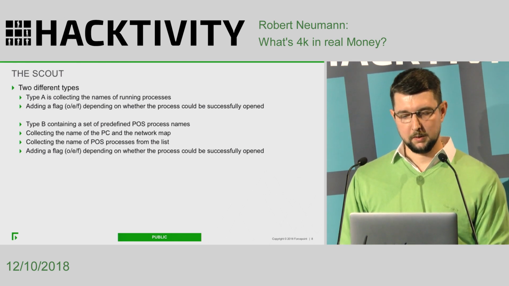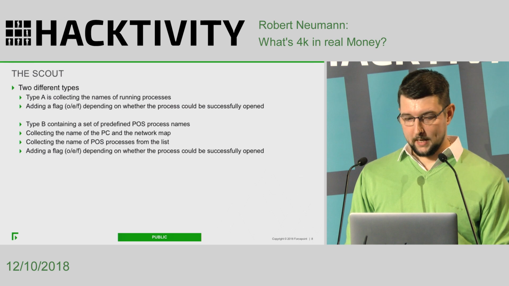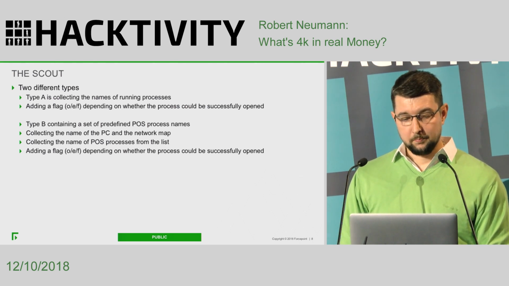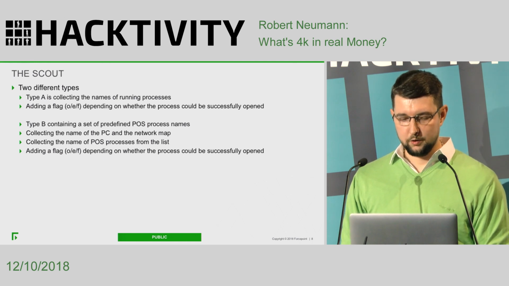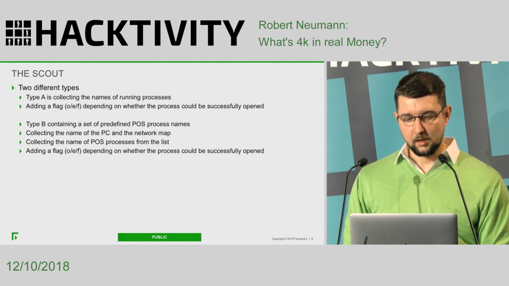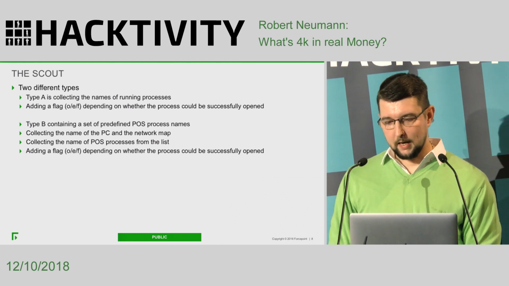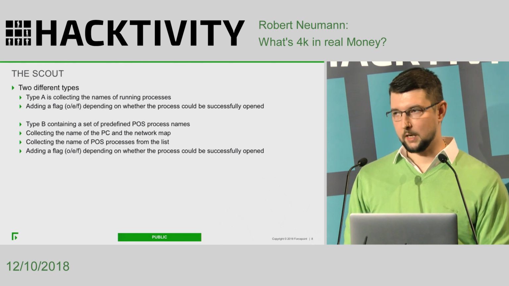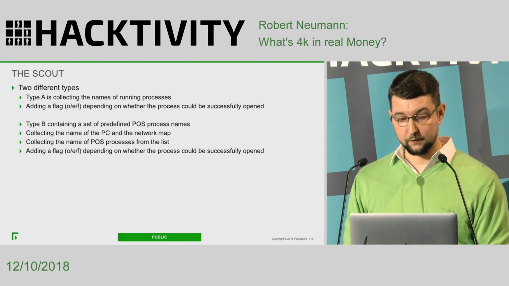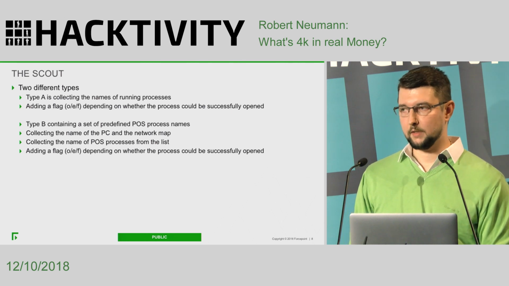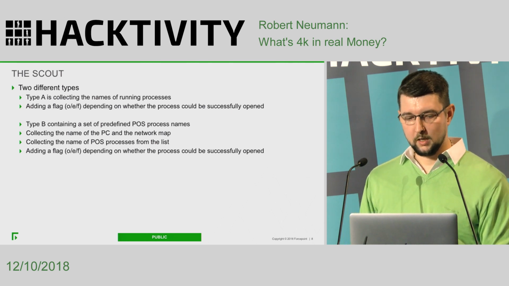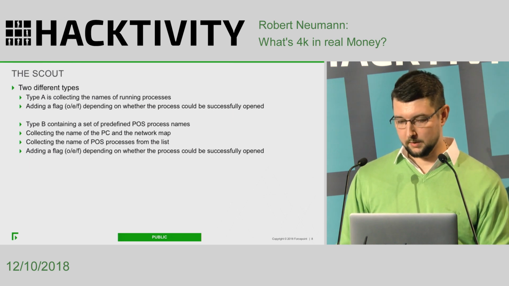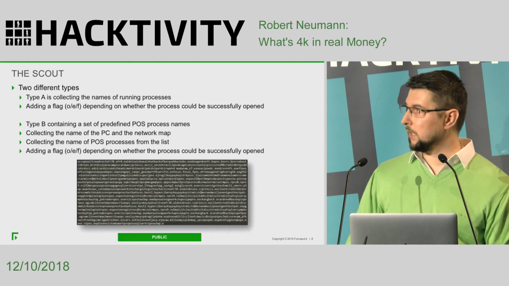Type B is a little bit more complex, but just a little bit more, and it's more targeted. Type B also has a huge list of POS process names, and it's also doing some additional tricks, like getting the name of the PC and doing a network map. That's using a simplistic net view for that, and also doing the same process walkthrough, but this time it's only looking for processes from the POS list. And that POS list is this.